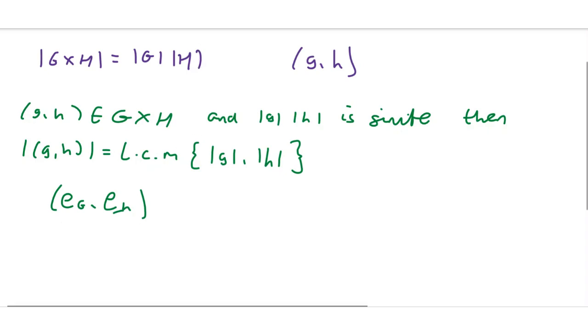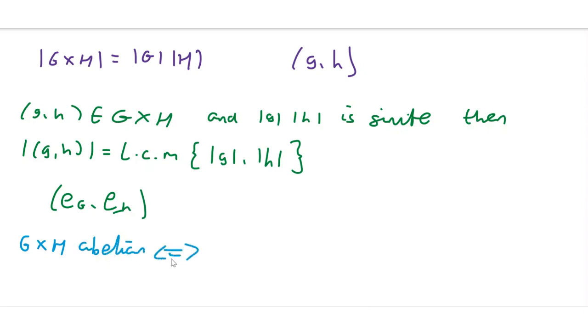Okay, and the final fact, we're not really going to talk about too much, but I encourage you to take a look at it yourself. If you remember what abelian groups are, G direct product H is abelian if and only if G and H are abelian. So I encourage you to think about this.